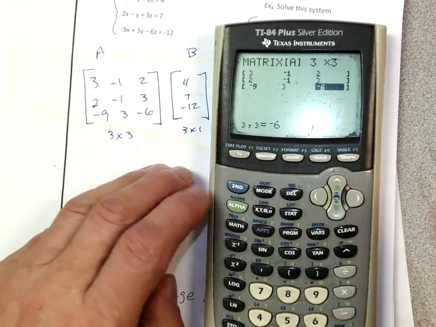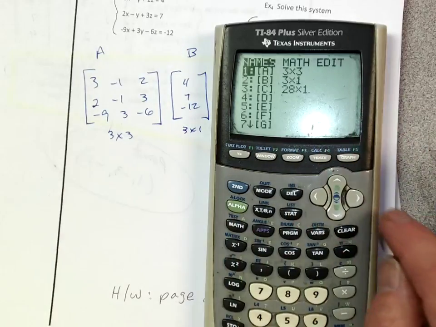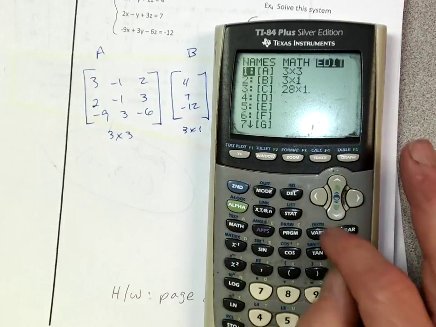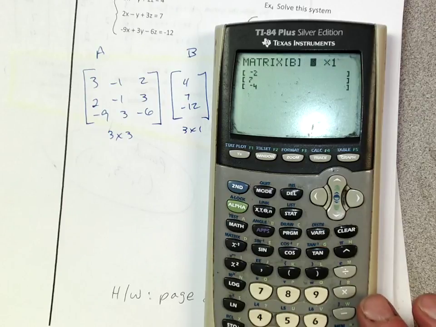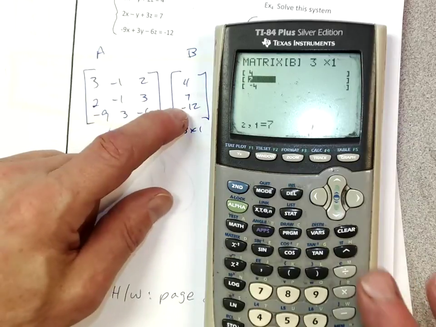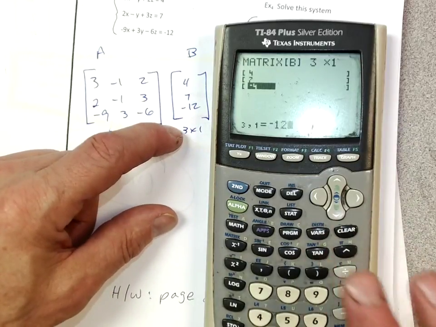So if I want to make B, I go back to my matrix. I'm going to edit B, because the B I have in my calculator is the old B. Let's change it to the new B. 3 by 1. Make sure I go 3 by 1. And then I put my new numbers in. 4, 7, -12. Okay, got it.